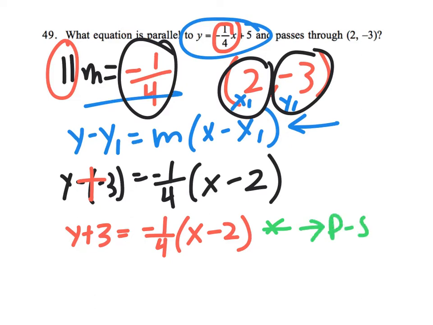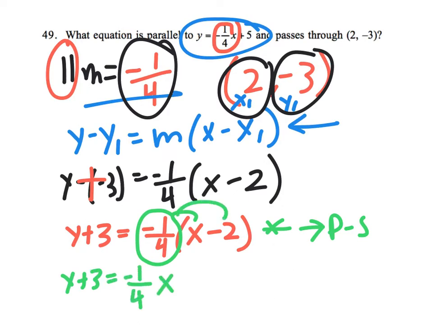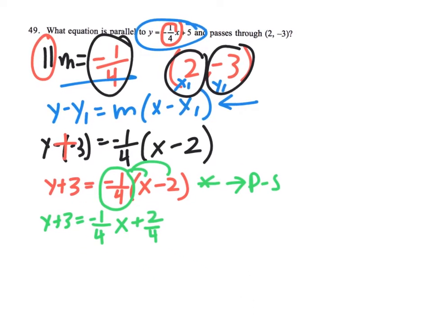then you have to get y by itself. To do that, we're going to take this guy and we're going to distribute it to x. So we'd have y plus 3 equals negative 1/4x. And we're going to distribute it to 2. So I would do negative 1 times negative 2 gives me a plus 2/4 as my fraction. I'm going to zoom out quick so I have some more space. Then we have to move that 3 to the other side. So we subtract 3 from both sides, and we get y equals negative 1/4x.